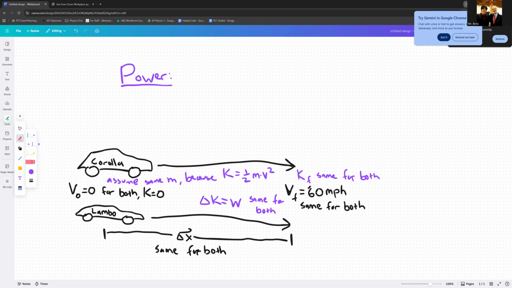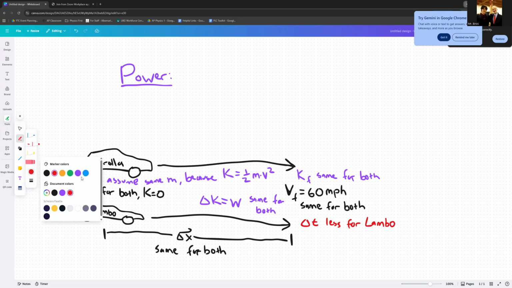Now, there's some differences here. We're glossing over a little bit. But the main illustration that I want to make, the key difference here, the really important thing about what's different between the Lambo and the Corolla, right? Because everything else was pretty much the same, is that time, delta t, is significantly less for the Lamborghini. Okay, so that's what we're gonna key in on for our definition of power.